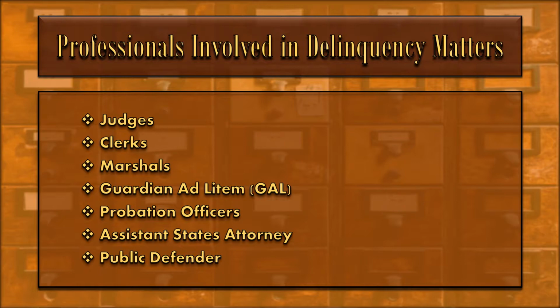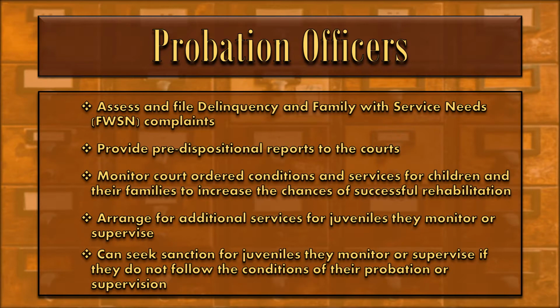There are a few more professionals that are involved in delinquency matters. Probation officers assess and file delinquency and family with service needs, FWSN or FOISN complaints, provide predispositional reports to the courts, monitor court-ordered conditions and services for children and their families to increase the chances of successful rehabilitation, and can seek sanction for juveniles they monitor or supervise if they do not follow the conditions of their probation or supervision.